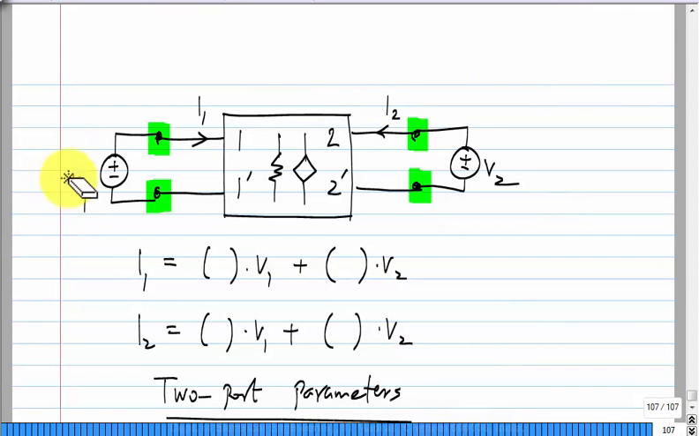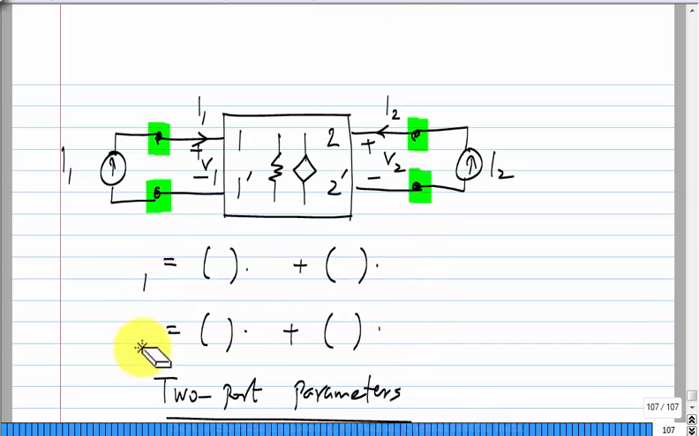So I could, for instance, in this case the currents are the independent variables and each voltage will be a linear combination of the two currents. Is this correct? What will be the dimensions of these numbers? Resistances, obviously. Now, are these the only two possibilities?